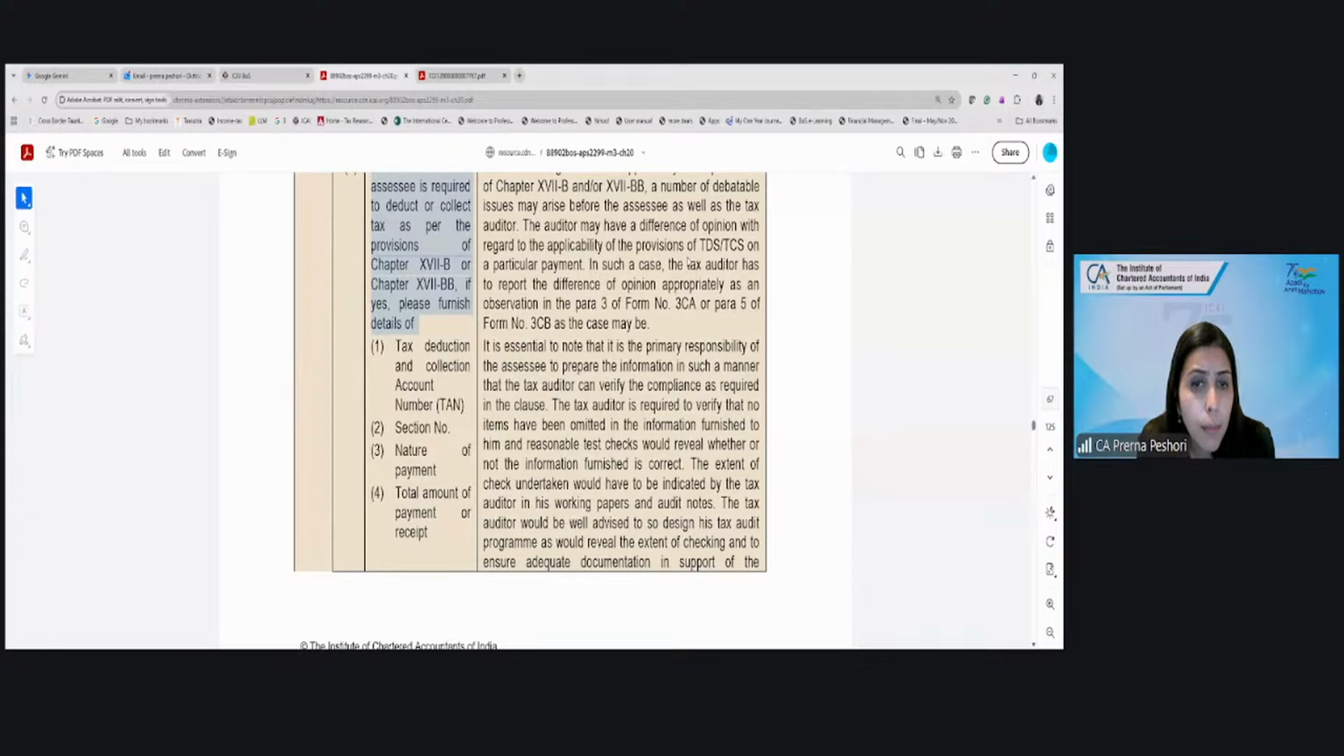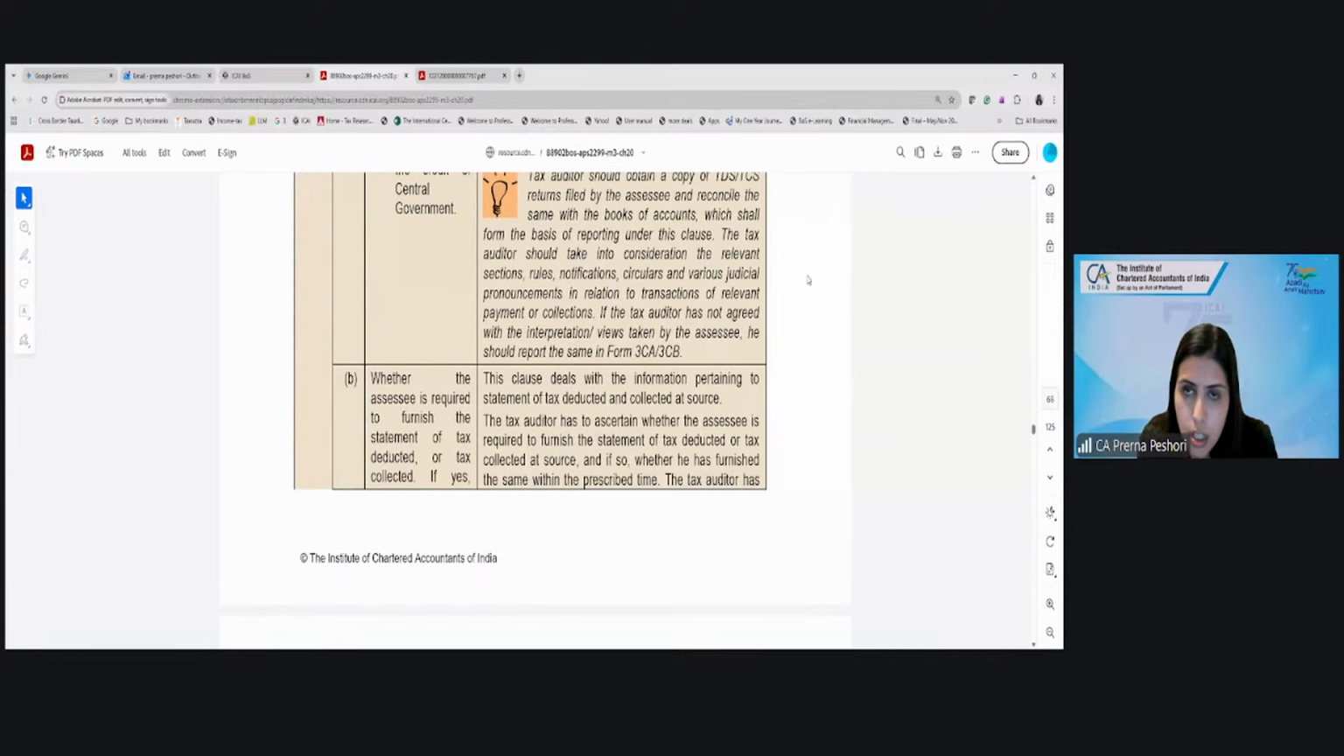Right? So basically on that basis, he should take into consideration all these points. Whether if there are non-filers, then you have to deduct at a higher rate. So you should check in the utility for that. So basically all these points need to be taken into consideration.